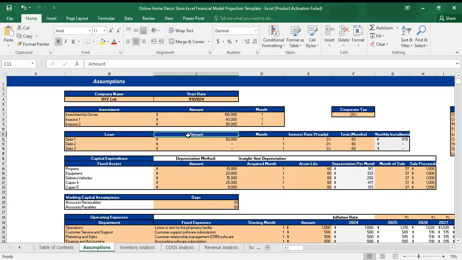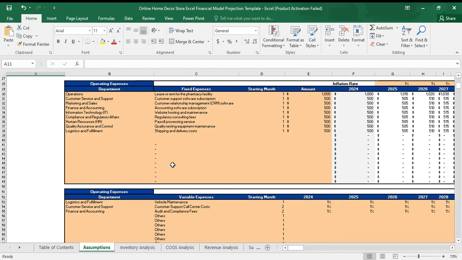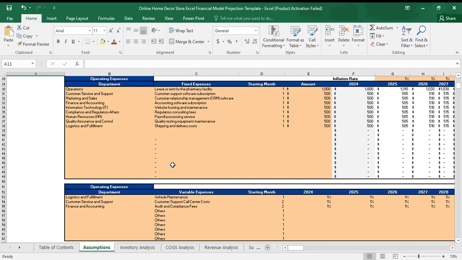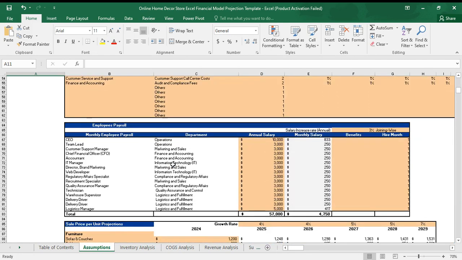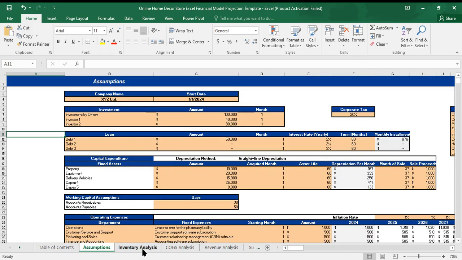Then moving on to the next sheet, assumptions. Here we have included all the necessary assumptions related to this business. That is investment assumptions, financing, loan assumptions, equity assumptions. Then we have the variable and fixed operating expenses schedules. Then we have payroll assumptions, revenue and cost of goods sold assumptions.